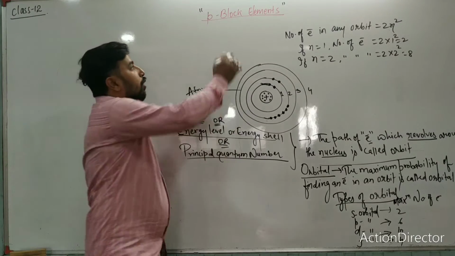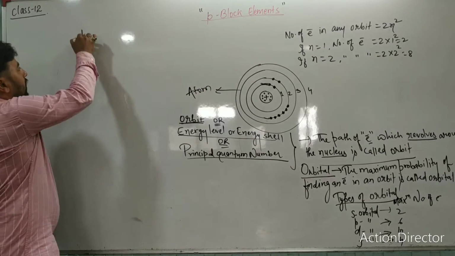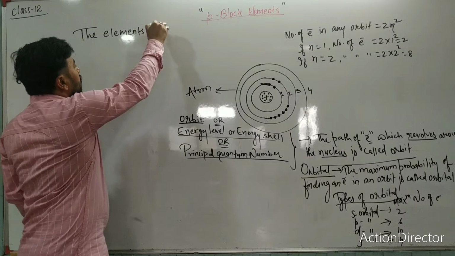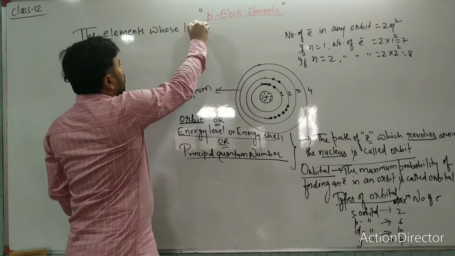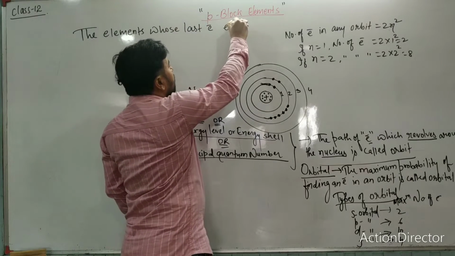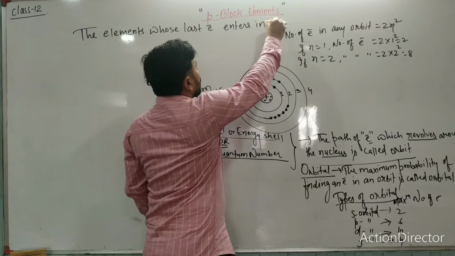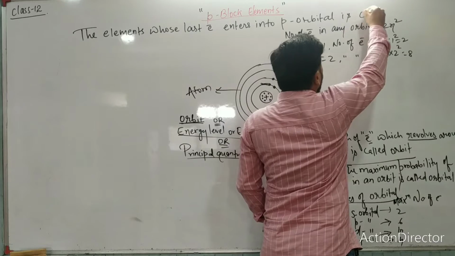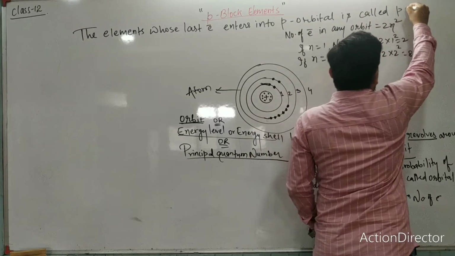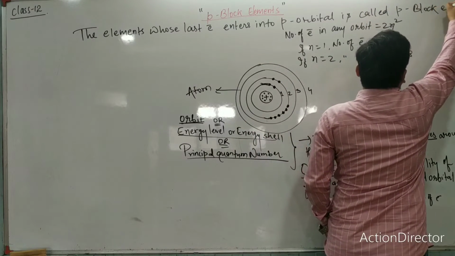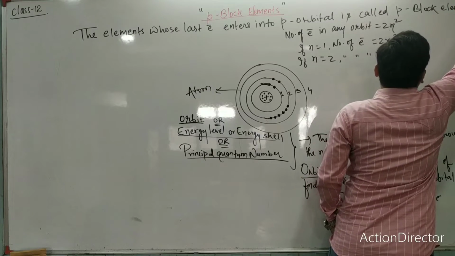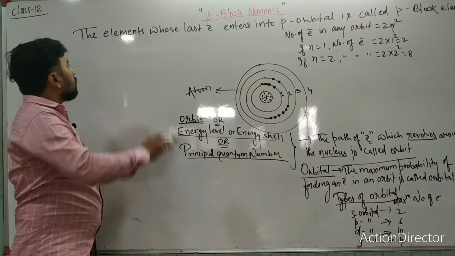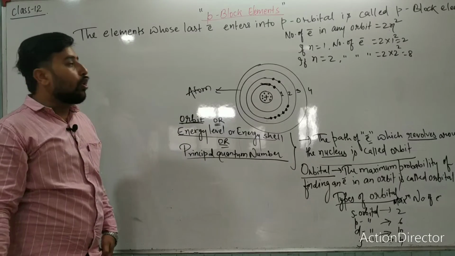Now the question is, what are these p block elements? The elements whose last electron enters into p orbital are called p block elements. Is it okay? What is a p block element? The elements whose last electron enters into p orbital are called p block elements.